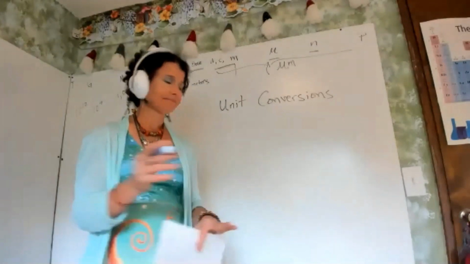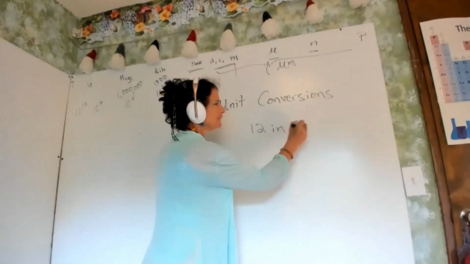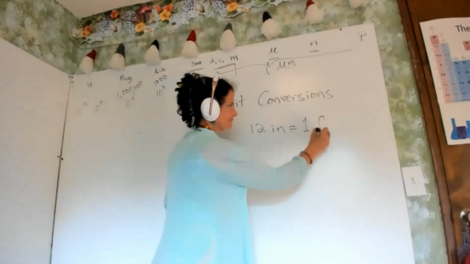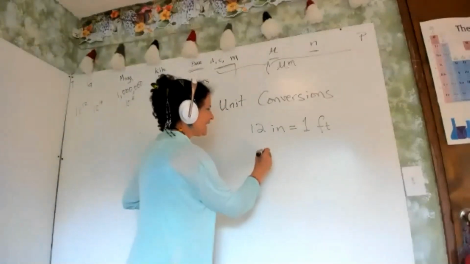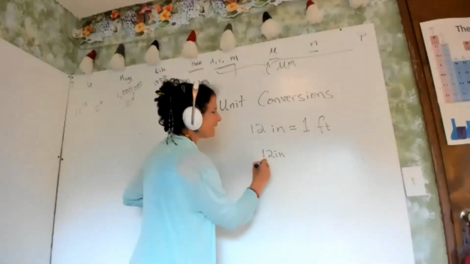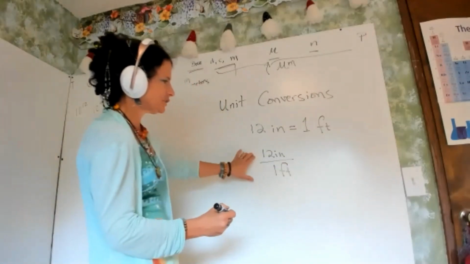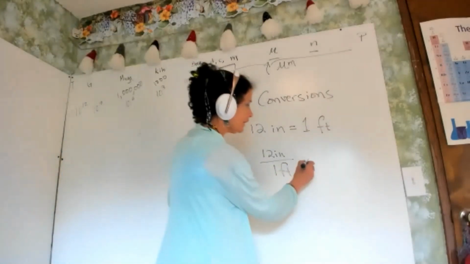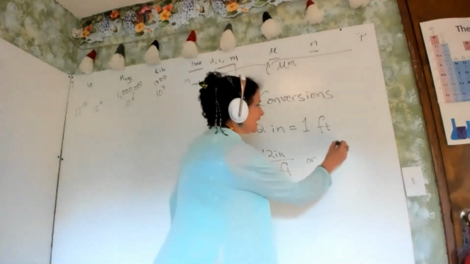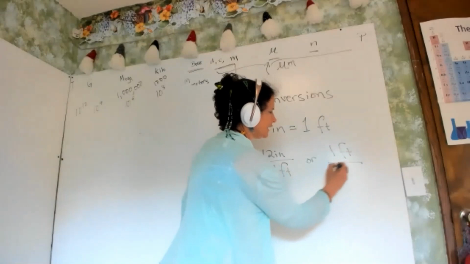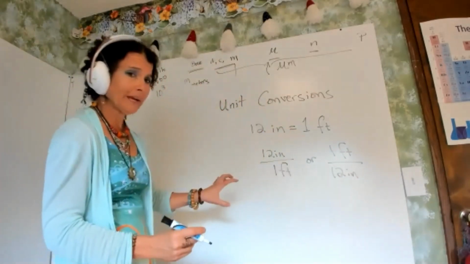Unit conversions are this idea that there's 12 inches in 1 foot. And what that means, we're going to write them as fractions. So we can write it, there's 12 inches in a foot, or we can write it, and you don't have to write this down, you can just listen, 1 foot has 12 inches. So we write it one way or the other.